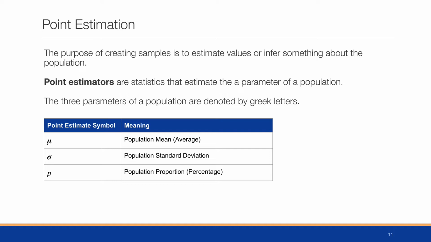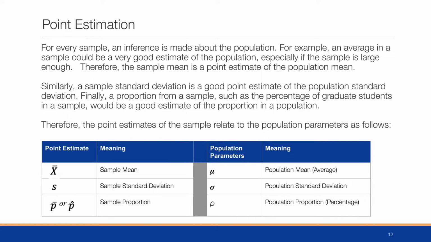The three parameters of a population are denoted by Greek letters: mu, which is the population mean; sigma, which is the population standard deviation; and the letter p, which is the population proportion, or percentage of a population that does one thing or another. For every sample, an inference is made about the population.